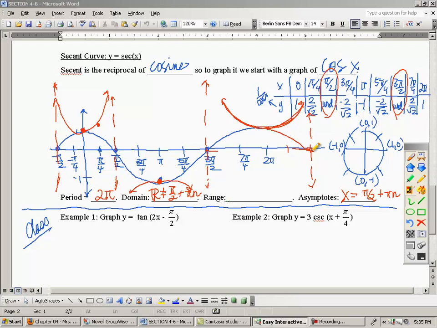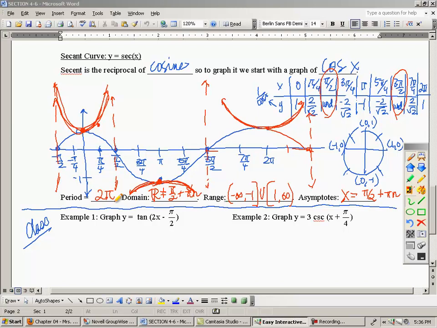And the range is just like the cosecant. You see that I go from negative 1 down to negative infinity, and from positive 1 up to positive infinity. So from negative infinity to negative 1 including, and from 1 to infinity including the 1 as well. Okay, you'll notice domain and range, at least for both secant and cosecant, are the same. Period for secant and cosecant are the same. It's the domain and the asymptotes that shift slightly, a pi over 2.